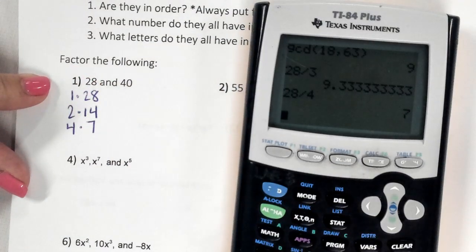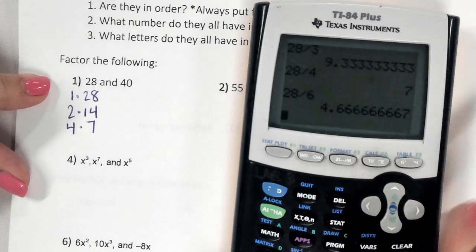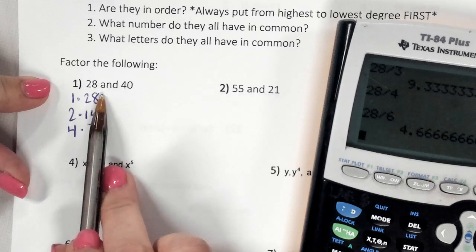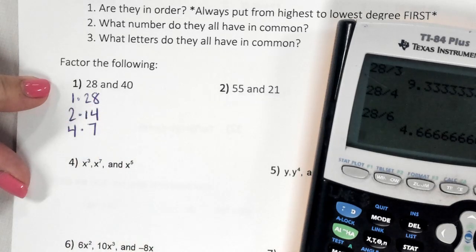Now, does 5 go into 28? No. Does 6 go into 28? Again, we can see it does not. And then look, there's 7, and it works its way back up. So there are all my factors of 28.